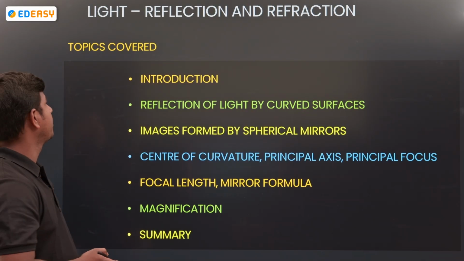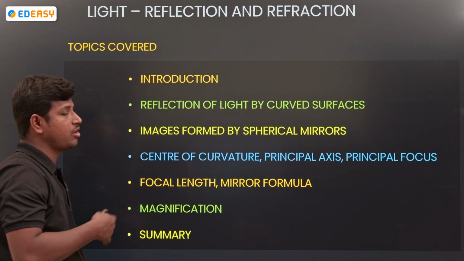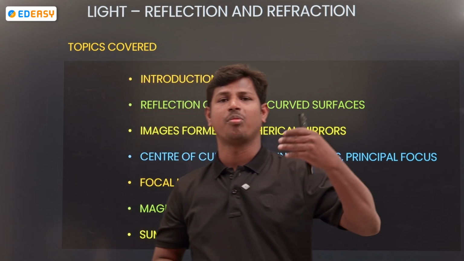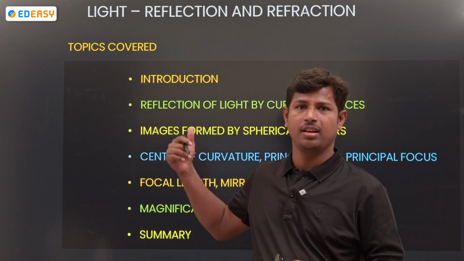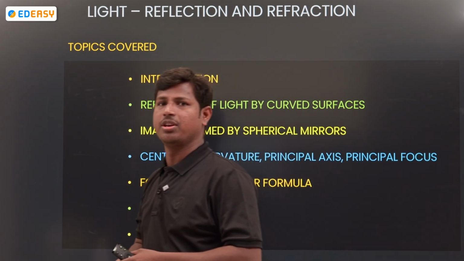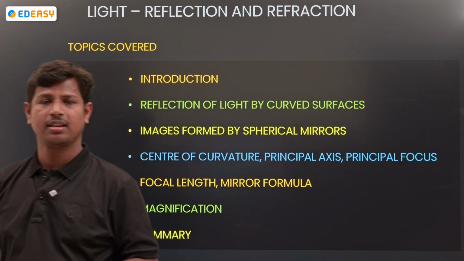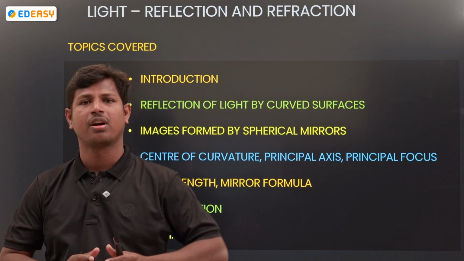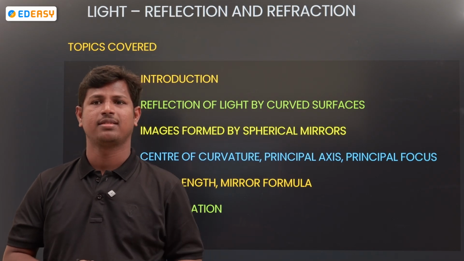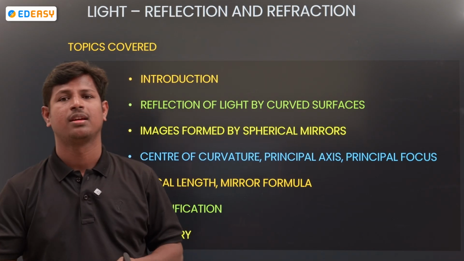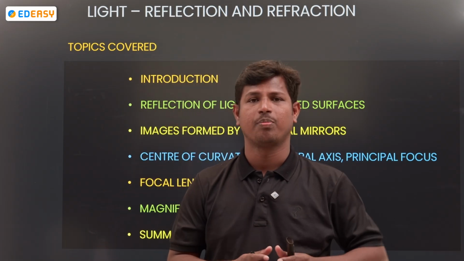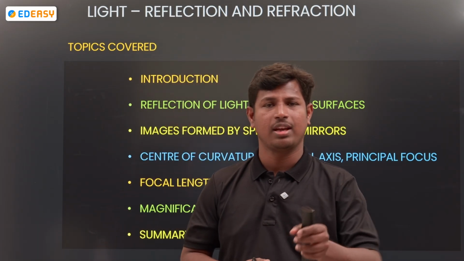Today we are going to start with the topics. What are the topics we are going to discuss here? Introduction of light and its properties, and see here the topics clearly mentioned: reflection of light, image formation by spherical mirrors, center of curvature, principal axis, principal focus, and focal length, mirror formula. So these are the topics we're going to discuss in today's live section.